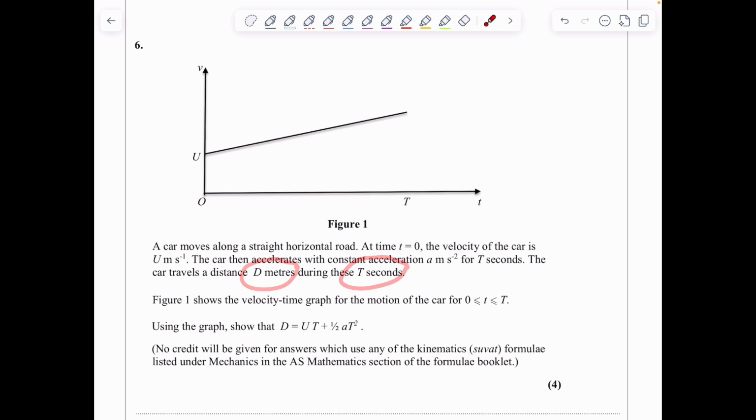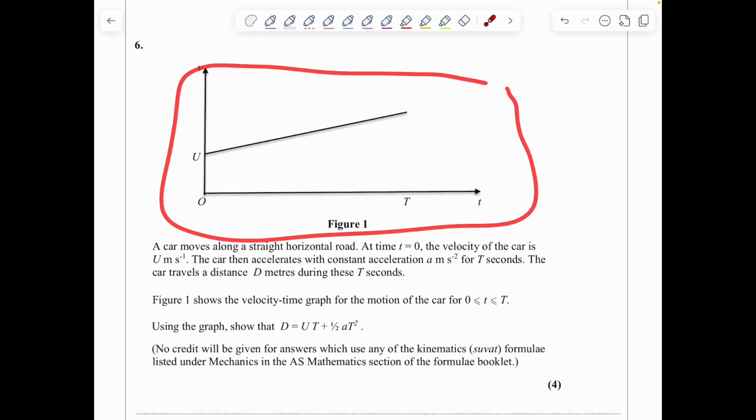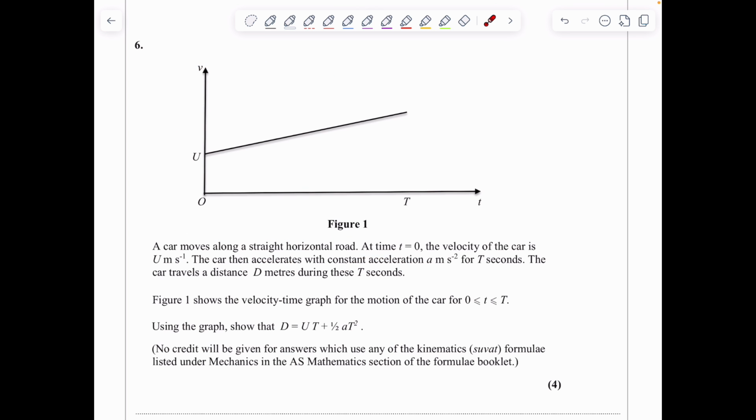This is the velocity time graph for the motion of the car, and we need to use the graph to show that capital D is UT plus a half AT squared. No credit will be given for answers which use any of the SUVAT formulae provided in the formula booklet.